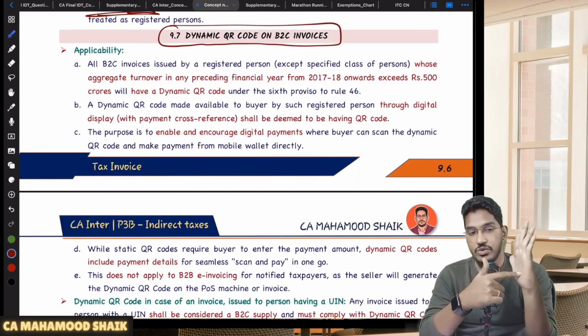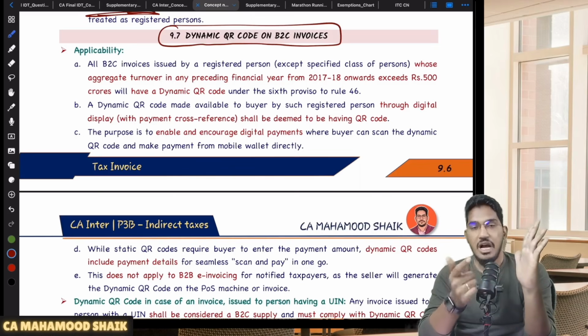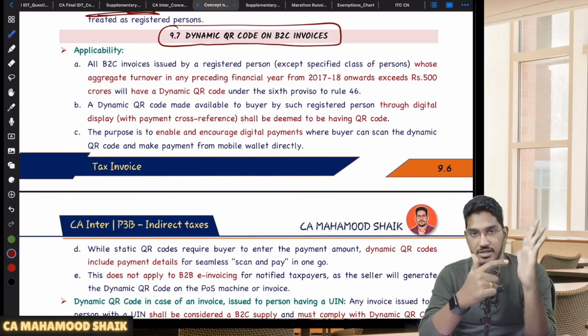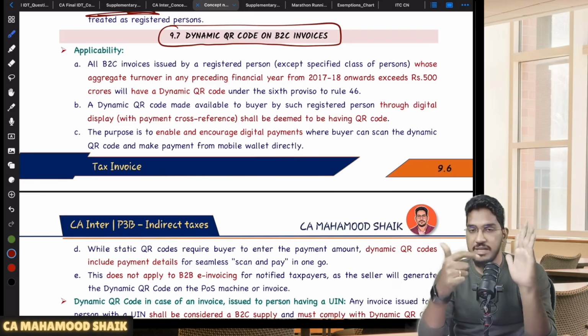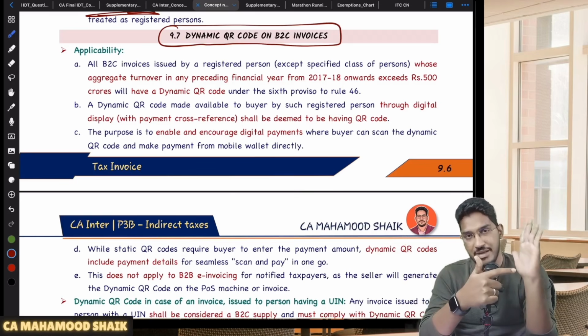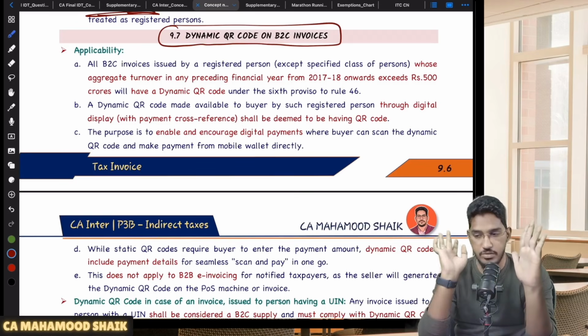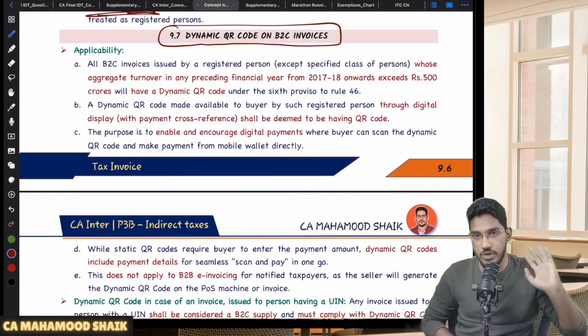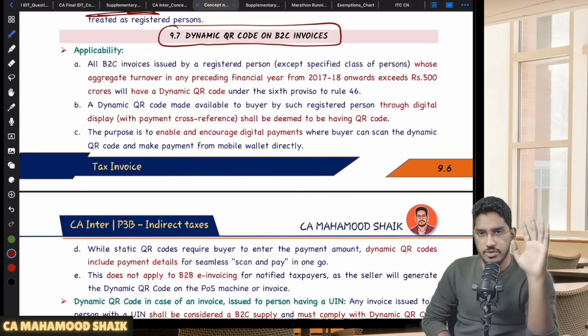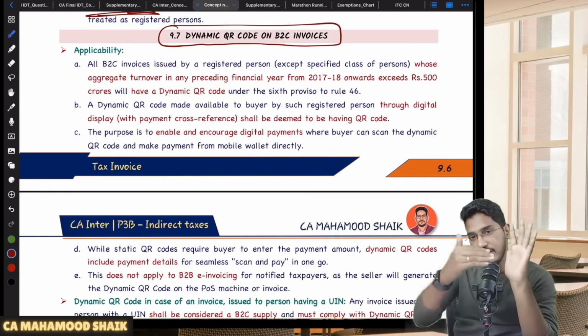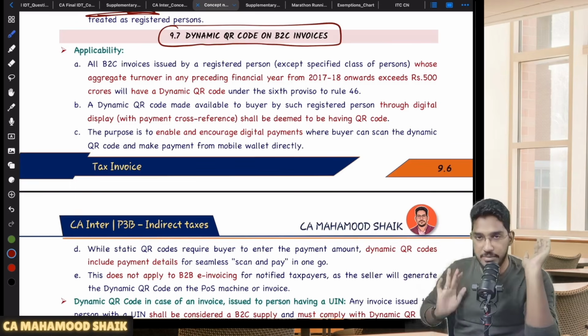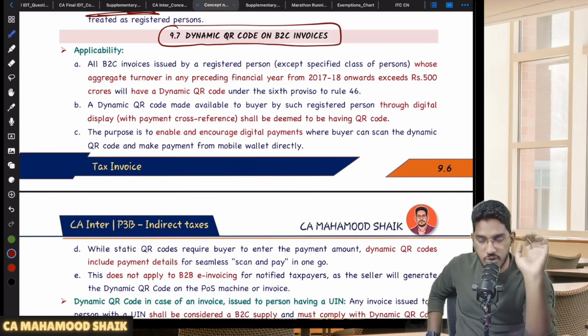Once you scan the QR code, the amount you have to enter manually. Once you enter the amount manually, then only you can make the payment. So that is a static QR code. If I go and make a purchase at the shop, they will show me the same QR code. If some other person goes and makes the payment at that shop, they will also show the same QR code. That is a static QR code, which will not change from person to person. Every customer will scan the same QR code, enter the amount manually, and make the payment. This is not what I am talking about.